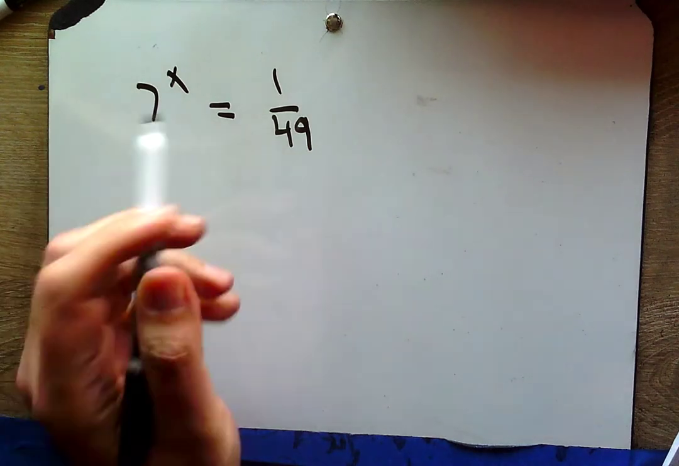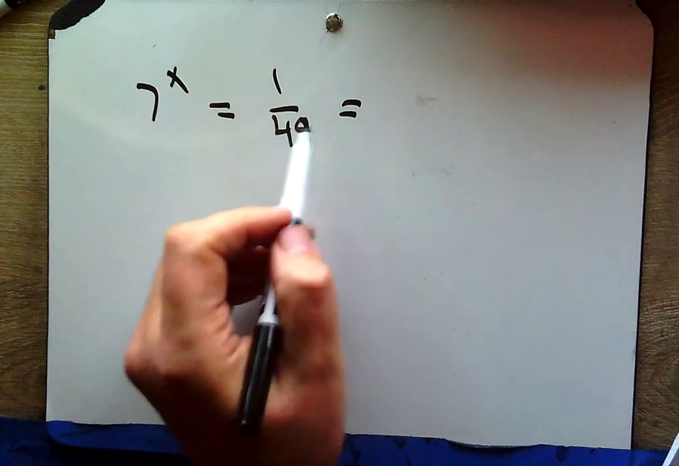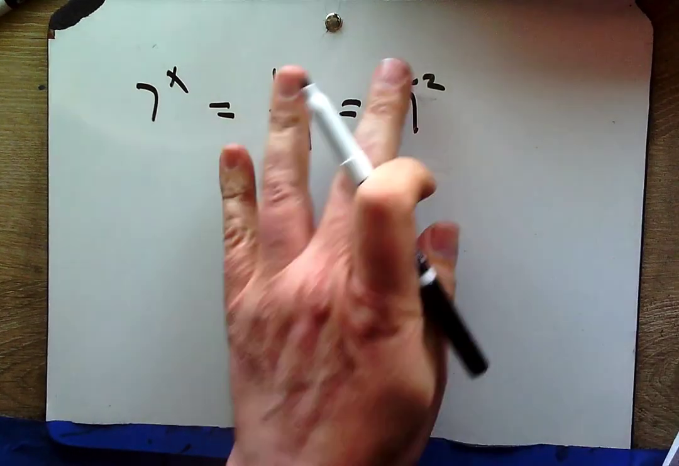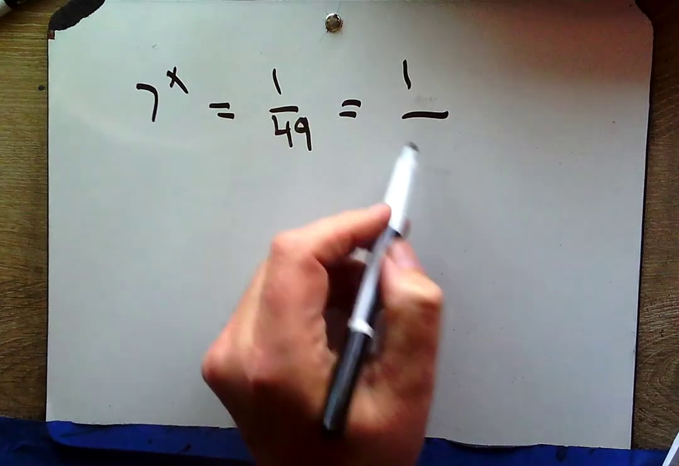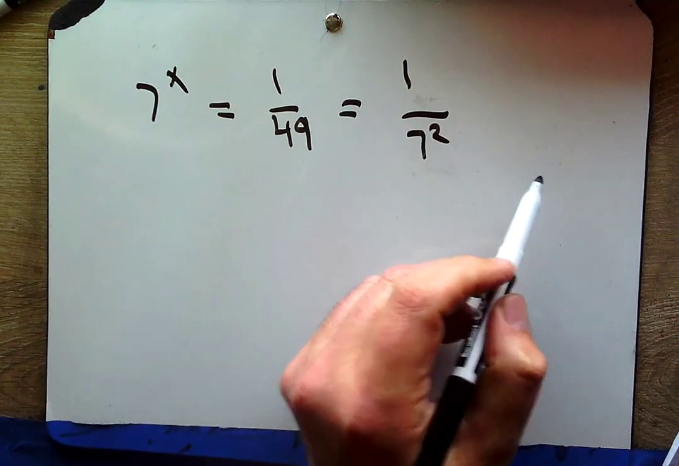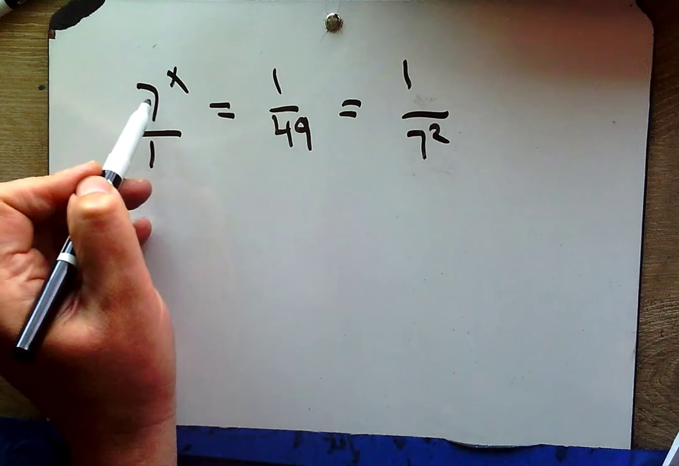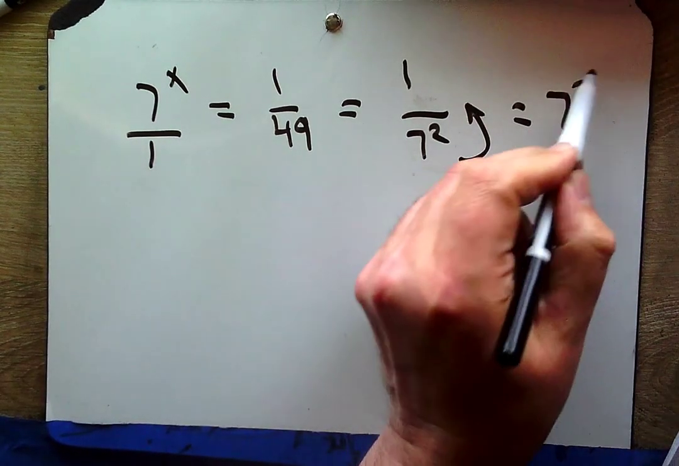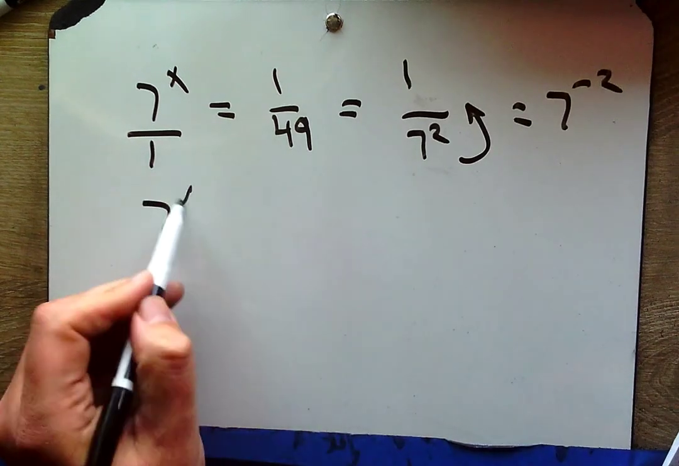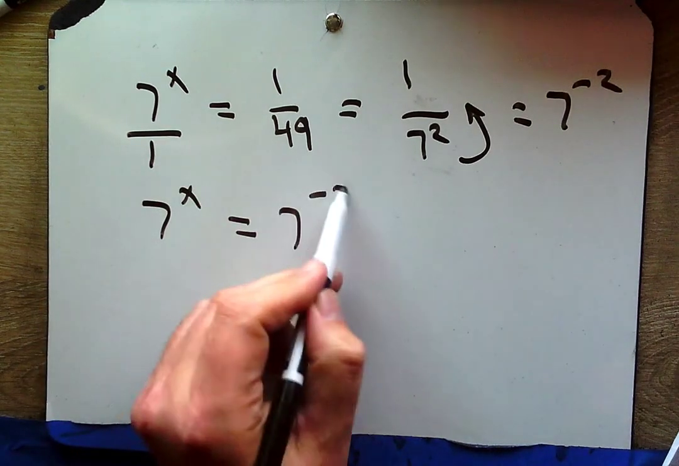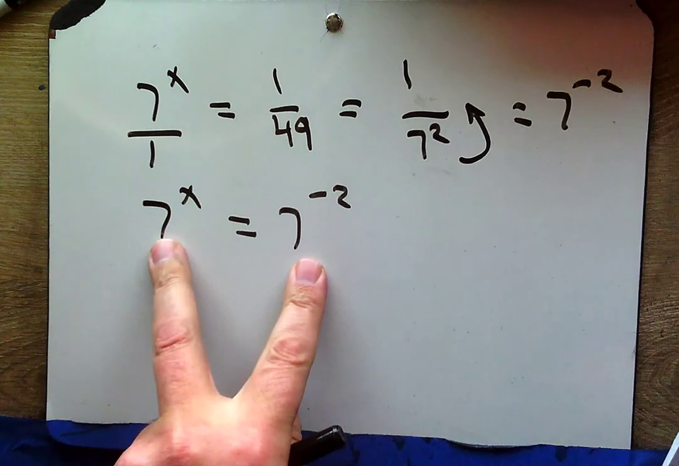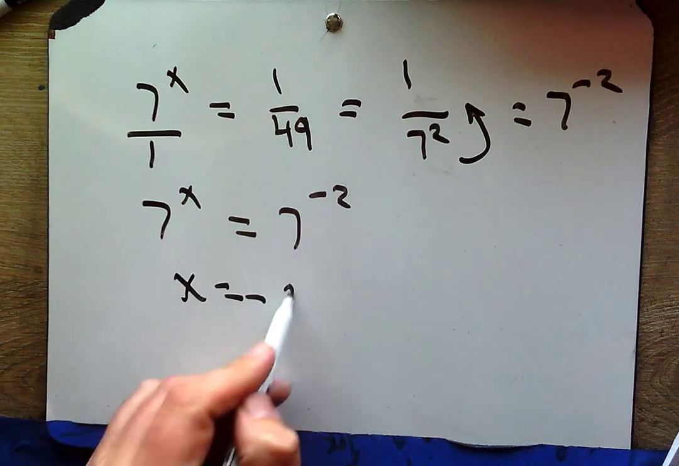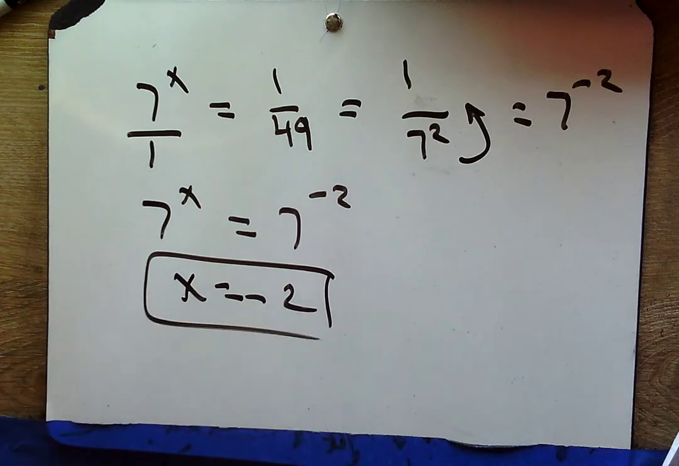Okay, so remember, we want them to have the same base. So that has to be 7 to the negative 2. Why? Because this is 1 over 7 squared. But this is up top. This is on the bottom, so I need to move it up top. So 7 to the minus 2. And if 7 to the x equals 7 to the minus 2, since the bases are same, terms are equal, I know that x equals negative 2. Okay?